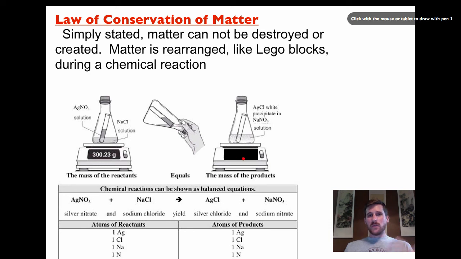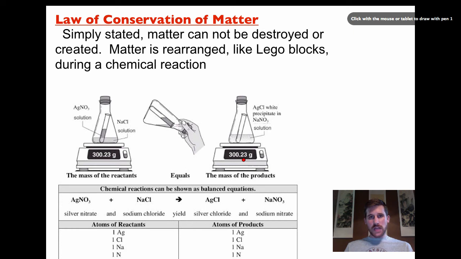After the reaction, what do you think, guys? What's the mass of our system going to be? Did it go up? Did it go down? Stay the same? Well, if you understand what this law is trying to tell you, you should recognize that the mass should be the same, right?